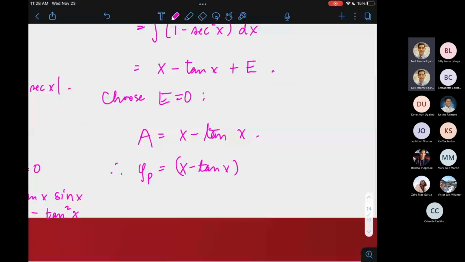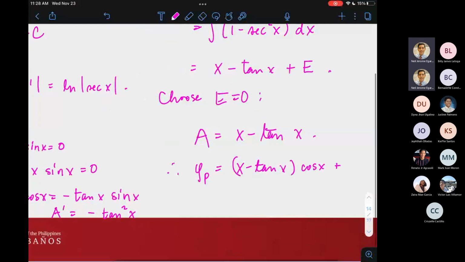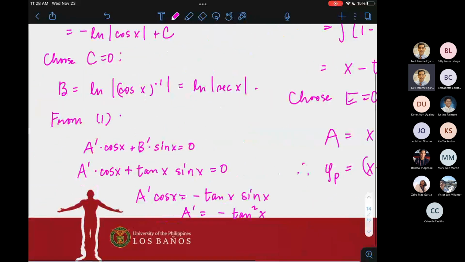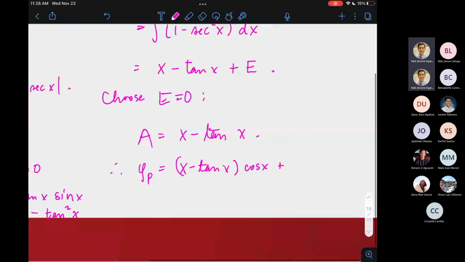So y1 cosine plus b. Our b is, ano nga si b? Si b ay ln secant x times sine x. Yan yung y sub c natin. Ito yung y sub p natin.